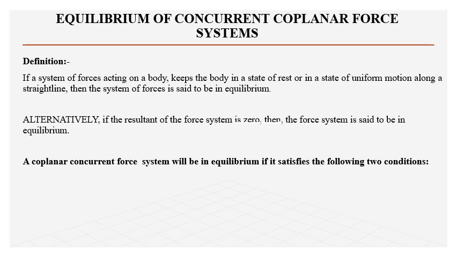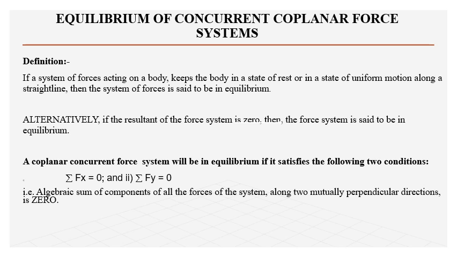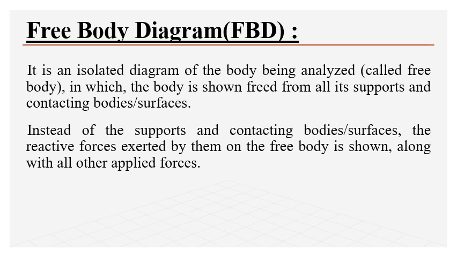Conditions of equilibrium: sigma H is equal to 0, or sigma Fx is equal to 0 and sigma Fy is equal to 0. That means the algebraic summation of all the horizontal forces is equal to 0, and the algebraic summation of all the vertical forces is equal to 0. If it is a non-concurrent force system, we add the third condition, sigma M is equal to 0, that is, the algebraic summation of moments of all forces about any point is equal to 0.